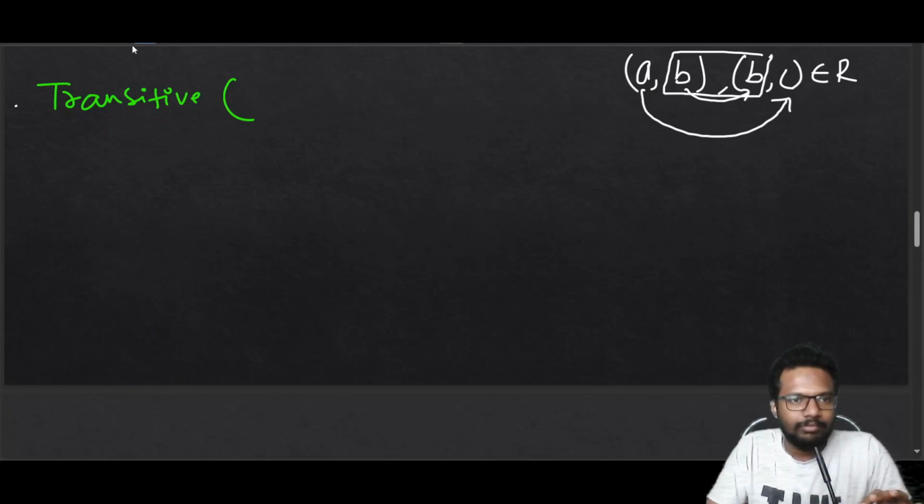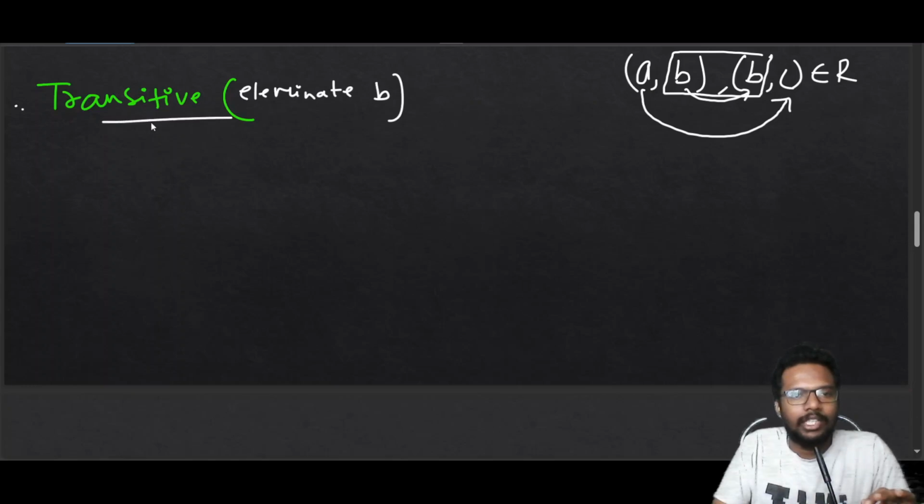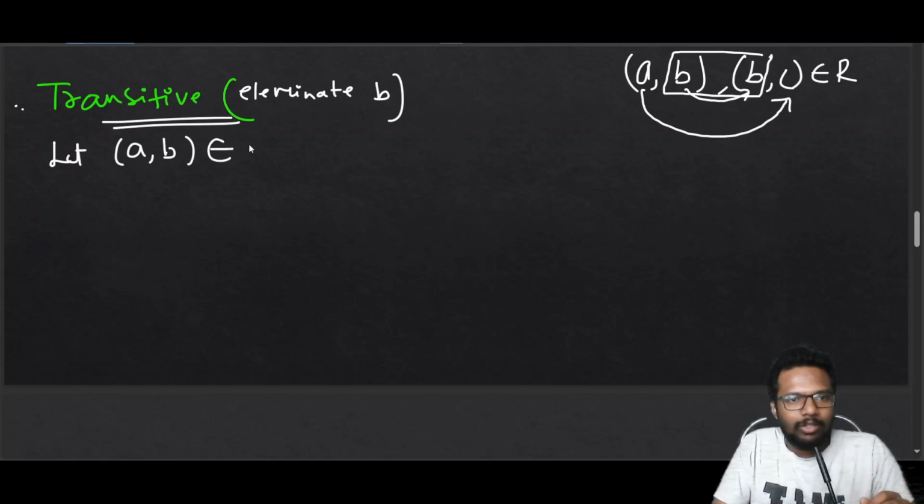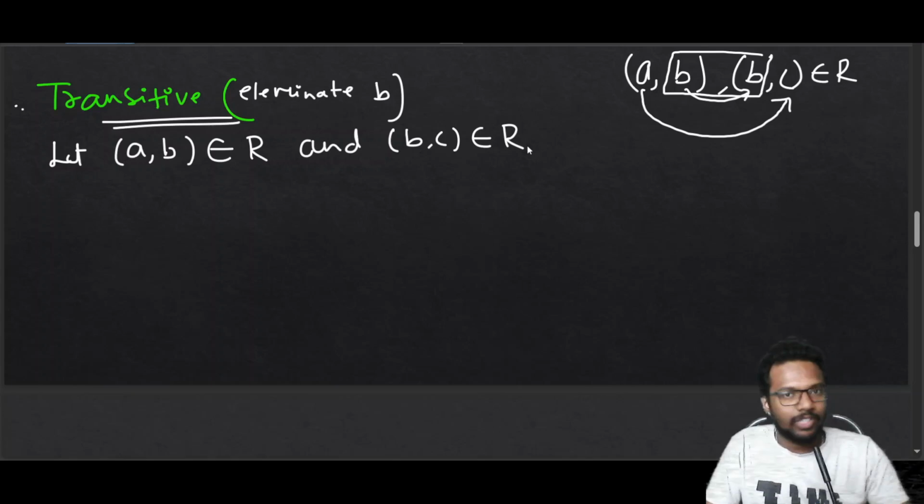So we have to eliminate the b here. First let us consider the pairs. Let a comma b belong to R and b comma c belong to R. This we have to consider first: a comma b belongs to R, b comma c belongs to R. Now we have to verify that the ordered pair a comma c also belongs to R.